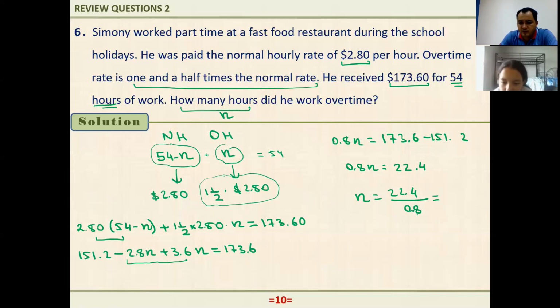Or multiply numerator and denominator by 10, 224 over 14. If you divide this, 22 divided by 14, it is 1. Then the answer is 16. Oh, overtime. I get it.